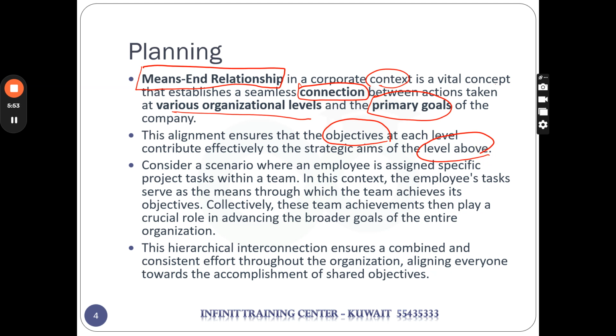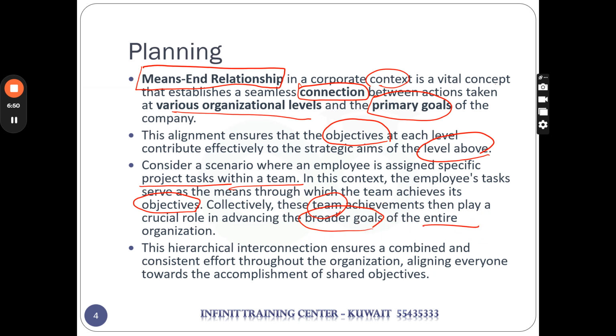Okay, we can see an example here. What is means-end relationship? You have a scenario where an employee is assigned to a specific project task within the team. So an employee has his own task to be finished. In this context, the employee's task serves as a means through which the team achieves its objective. So if this employee is performing well whatever he's supposed to do, then that is going to be an input to contribute towards the collective task of the team. And when the whole team is performing well, their achievements are going to play a crucial role in advancing the broader goals of the entire company.